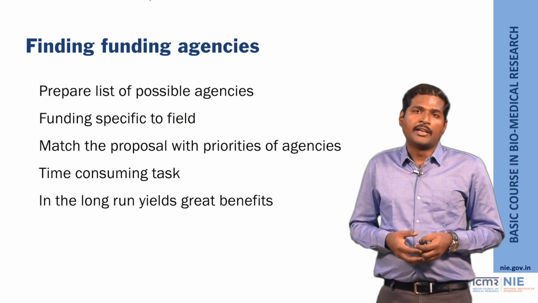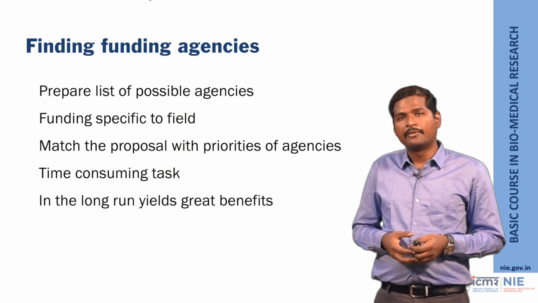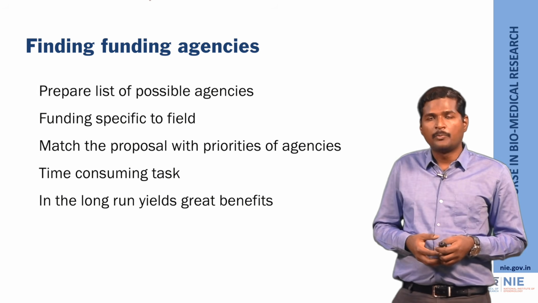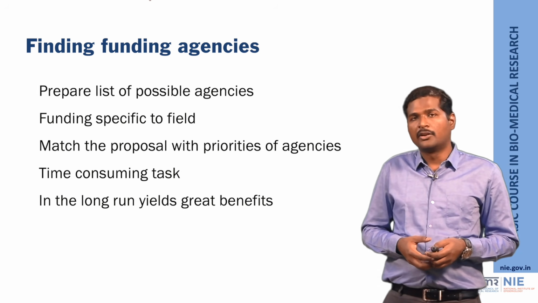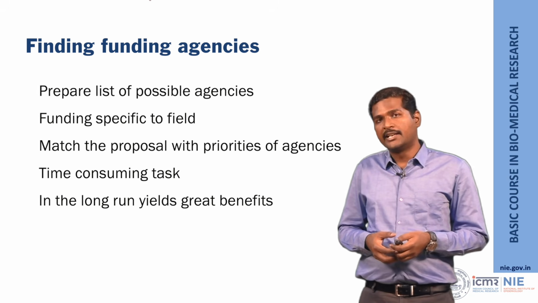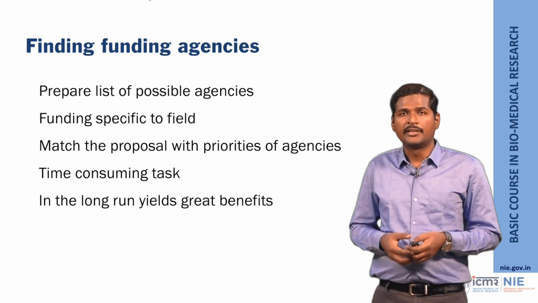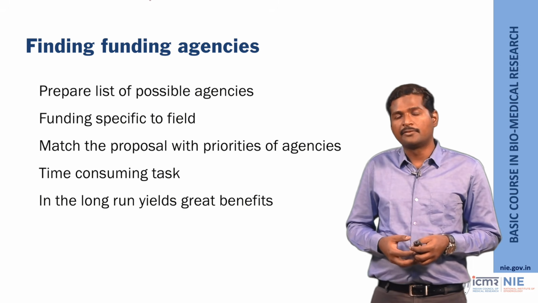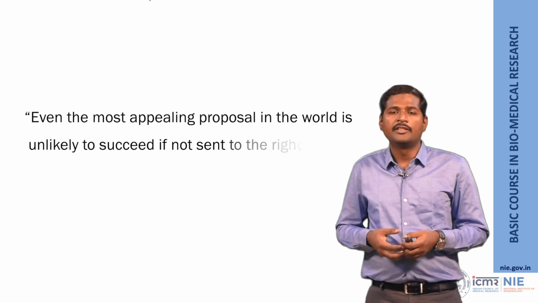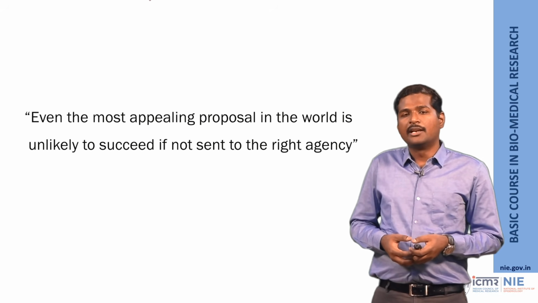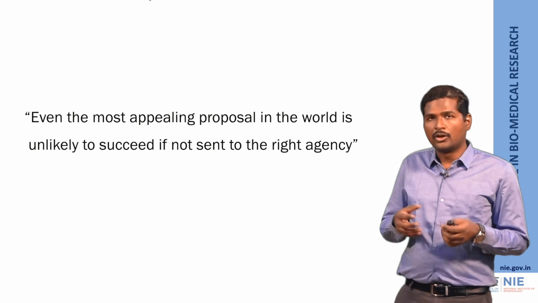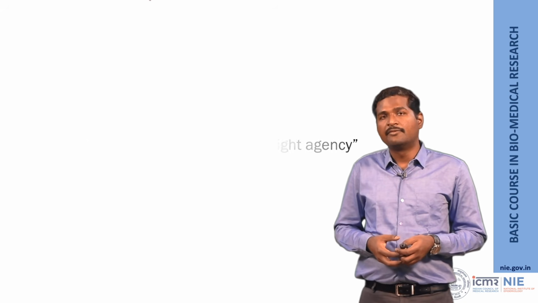Match the proposal to the priorities of the funding agency. Now how do I find out this? If you go to the website of the funding agency, you will find an about page where they would have listed their priorities. So make sure that you go to the about page of the funding agency and try to read through their priorities. If your proposal matches the priorities of the funding agency, you have a high chance of getting funded. Please remember, even the most appealing proposal in the world is unlikely to succeed if not sent to the right agency. So make sure that your proposal fits the priorities of the funding agencies.